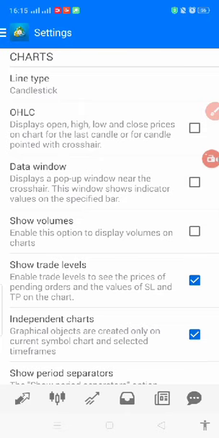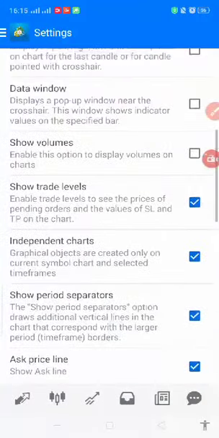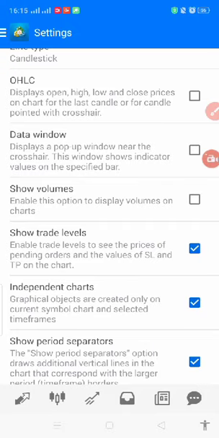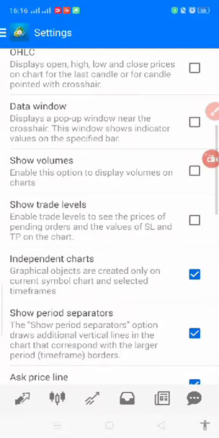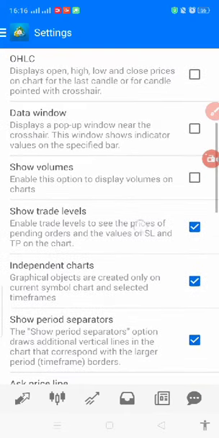So that's what it is. Then show trade levels. This shows trade levels, like if it's on, if it's off right now. If it's on, it shows you areas on the charts where you enter the trade, where you put your stop loss, where you put your pending order, where you put your take profit. It's on automatically. Once it's on, you can see all this information.